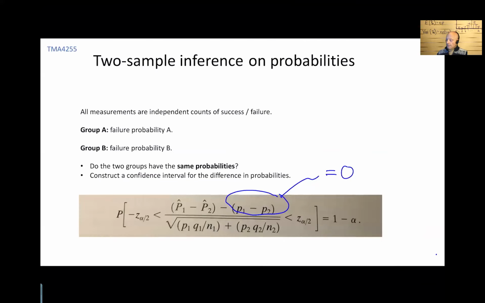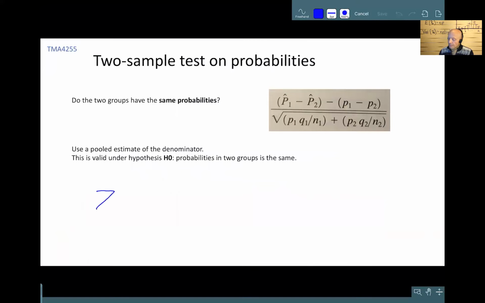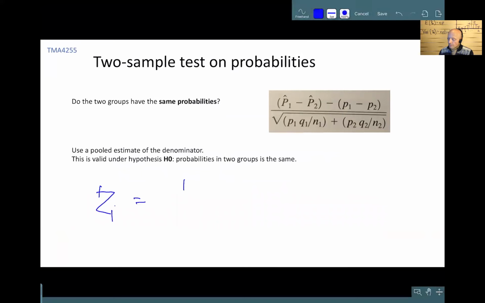And these limits in the distribution here, the z alpha half and minus z alpha half, they are percentiles that are now symmetric around 0, just like we are used to in the Gaussian distribution. Okay, so this means that we compute in a hypothesis test. What is required here? We have to compute z, which is our p hat 1 minus p hat 2 minus 0, because the probabilities are the same. And then we plug in something.